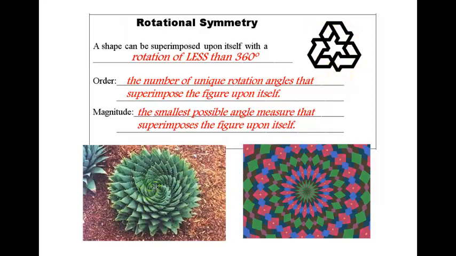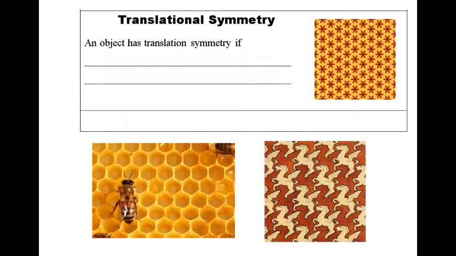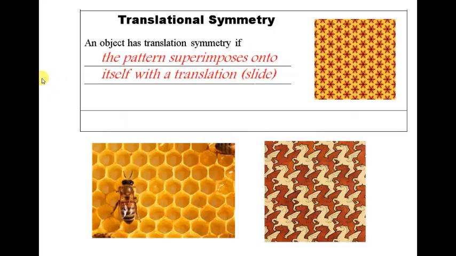So in nature as well as in design, this is a quilt pattern. I love quilting. You see this different types of rotational symmetry. And each time you look at those, there's always this center of rotation. You're going to just turn it a different number of degrees depending on the order you've got. And then the last type of symmetry is called translational symmetry. And this one's pretty basic. An object has translational symmetry if the pattern superimposes onto itself with a simple slide or translation.